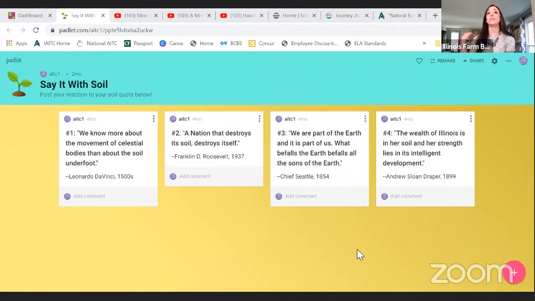Okay, this is what it's going to look like. There are 4 different quotes there. One of them is the one that I had just shared. So if you could choose one of the quotes, read through all 4 of them, think about it, reflect, and choose one of them, and then add your thoughts. What do you think was happening during that time period? What's the importance of the quote itself? What's the importance of the person who said that quote? Anything like that. So go ahead and go to that link.